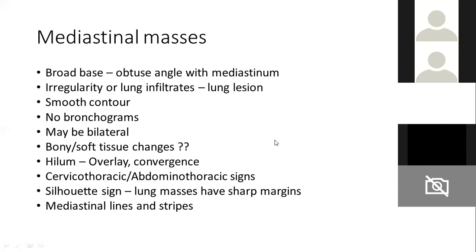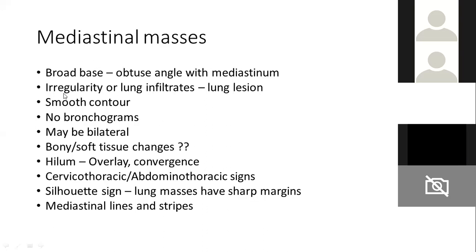So first thing, we discussed many cases till now. So how do we differentiate a mediastinal mass from a lung mass? Yeah, it remains standard. The first thing will be a broad base or an obtuse angle with the mediastinum. If it is there, then it is a mediastinal mass.